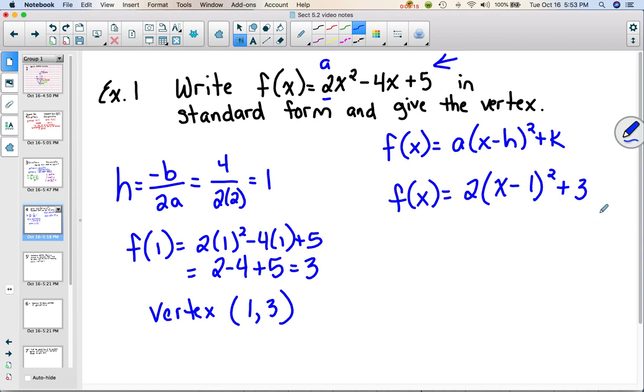Now you can check these if you graph this on your calculator and then maybe change the graphing, if you don't have a colored graphing calculator, you could change it to a solid line, a thicker line, and graph this, and you'll see it trace over itself, and then you'll know you did it right.